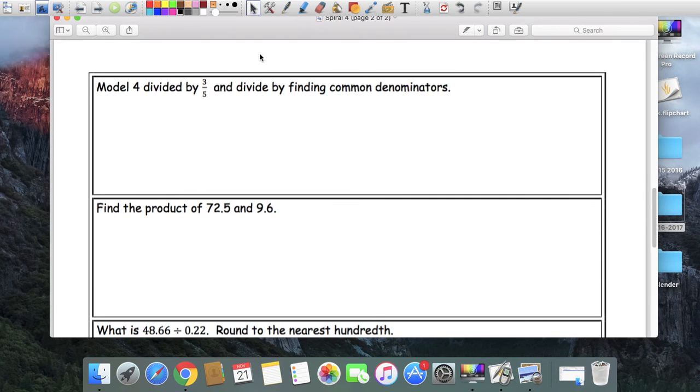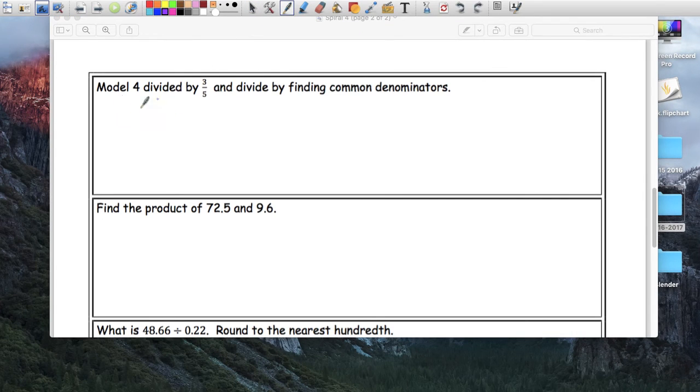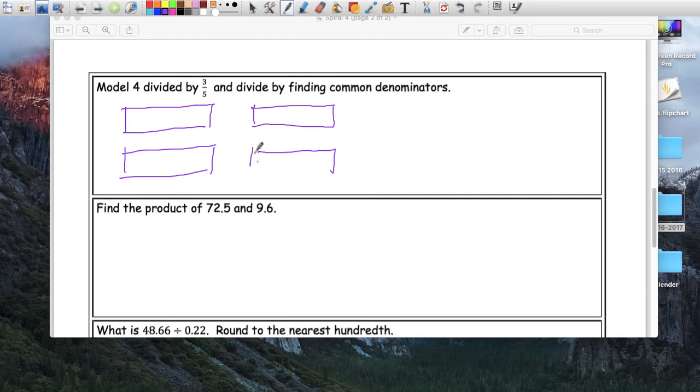Model 4 divided by 3/5. Gee, wonder where you've seen this number. So I have four things, four chocolate bars, four something. And I know they're cut into fifths. 1, 2, 3, 4, 5, four times.